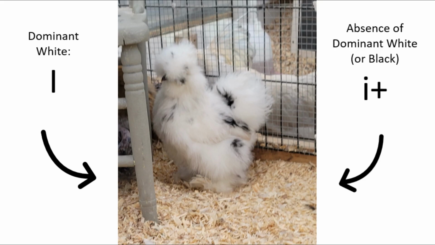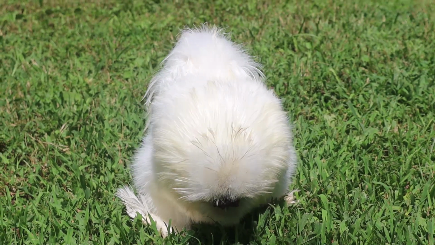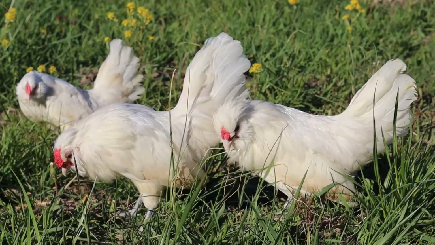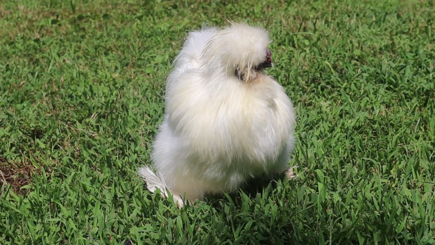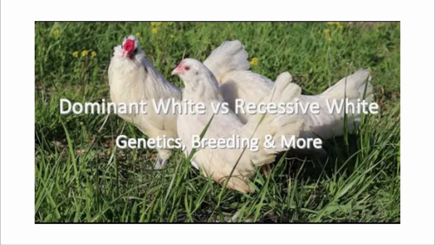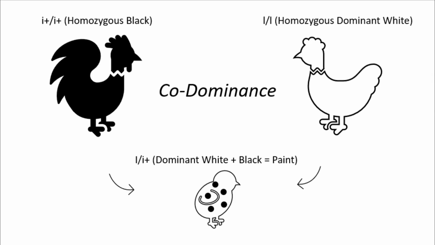The paint variety is caused by a bird that has one allele for dominant white and one allele for black. The gene symbol for dominant white is a capital I, and the gene symbol for the absence of it, or black, is a lowercase i with a plus sign afterwards to show that it is the wild type. Keep in mind that paint can only be created with dominant white. Recessive white will not work. If you aren't sure if your birds are dominant or recessive white, feel free to watch my video on the difference between the two. Essentially, a paint chicken has the genotype I/i+, meaning it is a heterozygous dominant white bird.